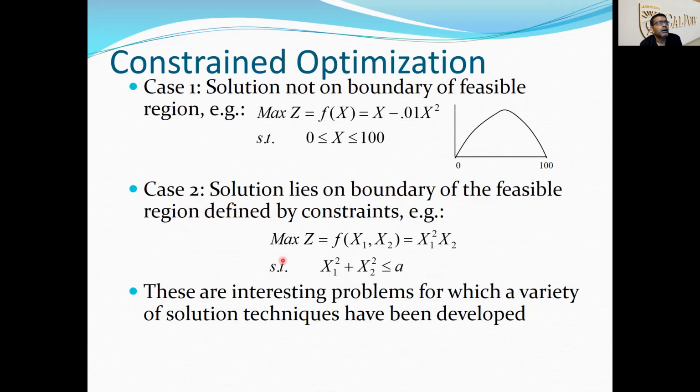Okay. And one example of the boundary of the feasible region is if you have x1 squared times x2, such that x1 squared plus x2 squared is less than a. Then the maxima of this function would always be on that boundary of the region. Okay, it's not going to be on the edges. It's always going to be where x1 squared plus x2 squared equals a. So it's sort of in the circle. It's on the boundary of the circle. These are interesting problems for which a variety of solution techniques have been developed.